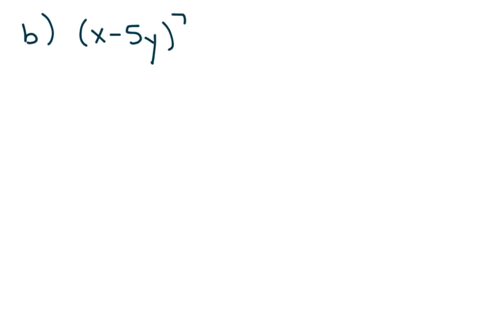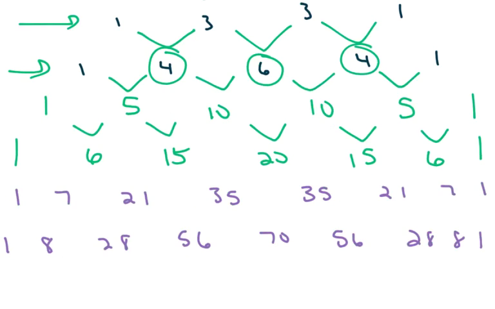Let's try it again with something a tad bit more complicated. So now we're going to do x minus 5y to the 7th. So the first thing I need are the coefficients from row 7 of Pascal's triangle. So now I got to go back here and find out what row 7 was. It was 1, 7, 21, 35, 35, 21, 7, 1.